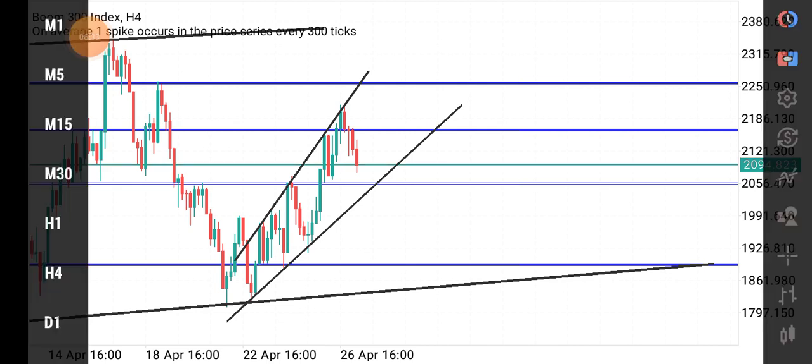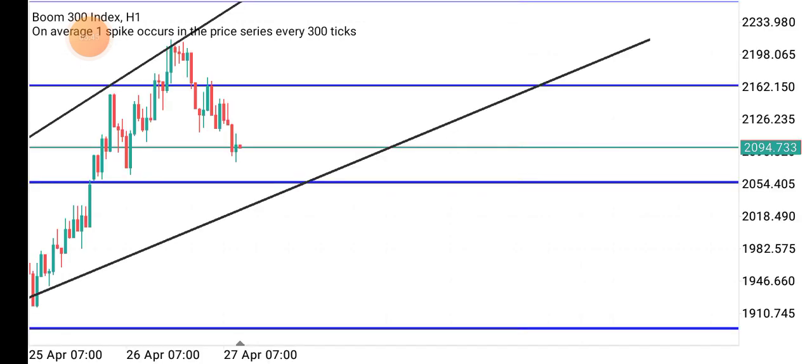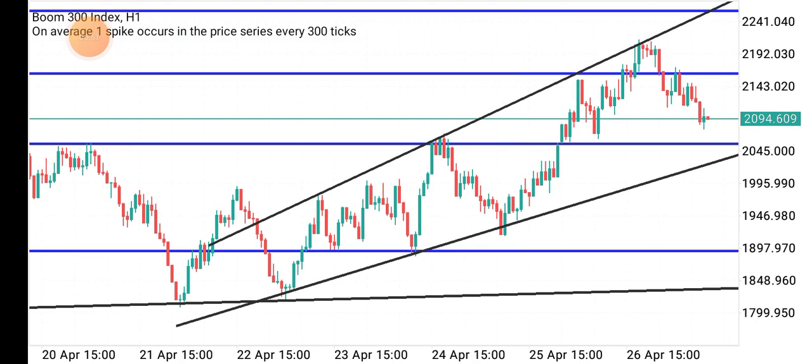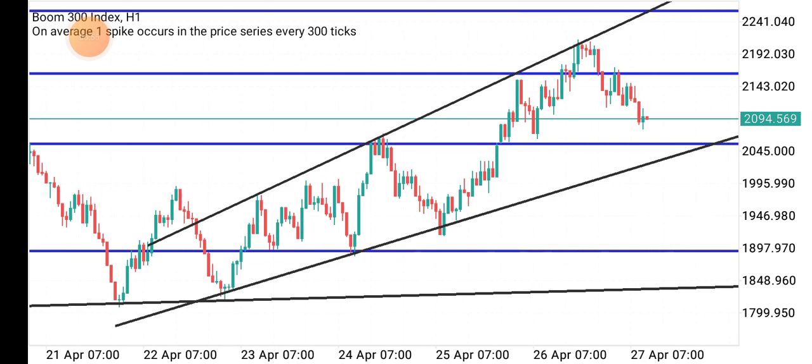Then we have to go to the 1-hourly time frame and see what we can get from there, guys. The 1-hourly time frame is loading. Let's wait. Then we can see the structure clearly here. You can see the highs and the lows. You can see the higher highs and the higher lows that the market has formed.